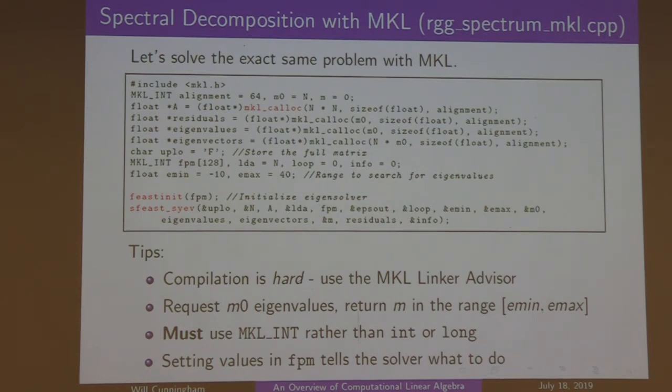So again, depending on your problem, that might be the appropriate thing to do if you only want to look in a certain range. For instance, if you only want positive eigenvalues, you might tell it to look between 0 and some really large number.